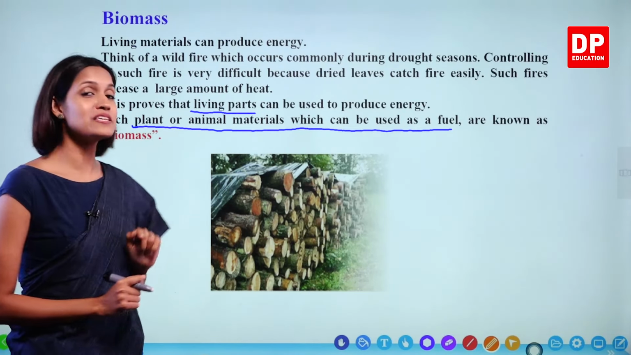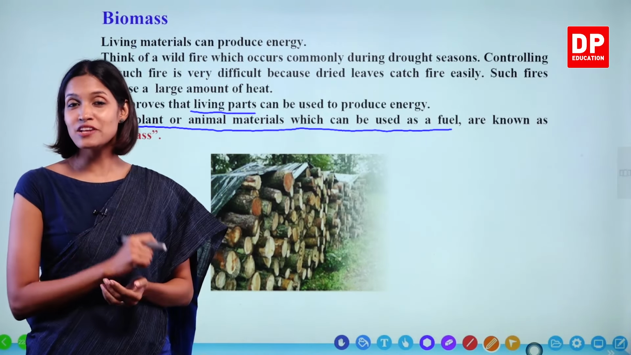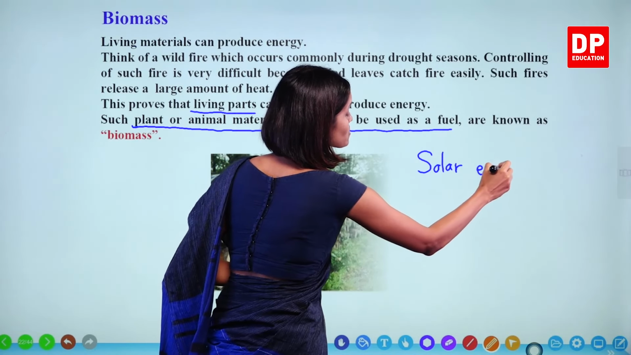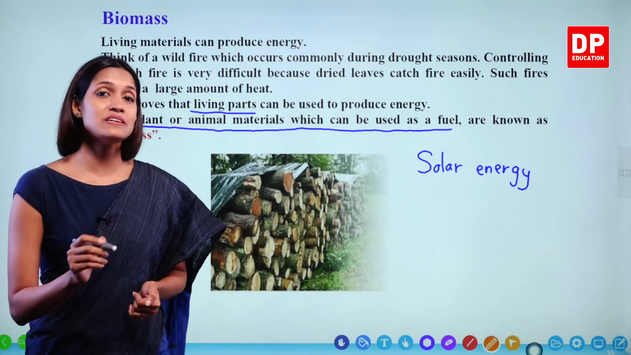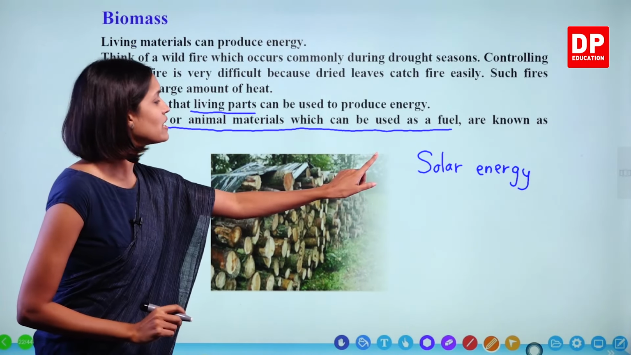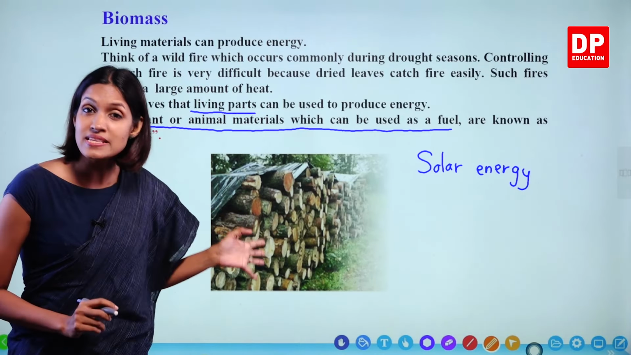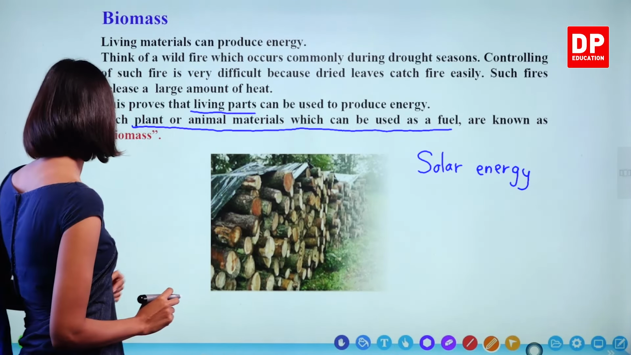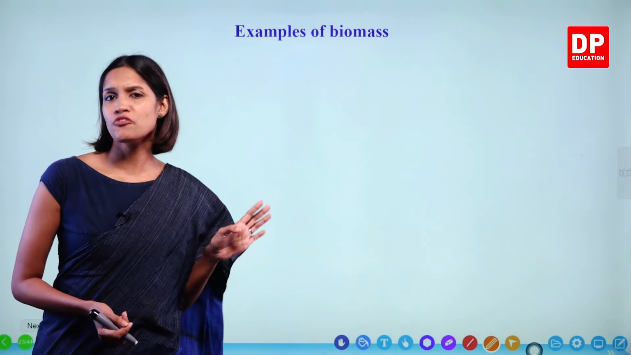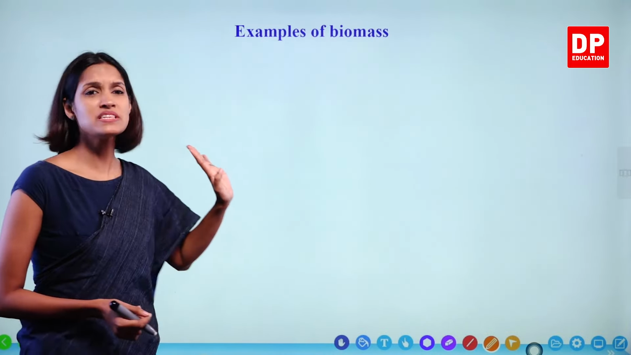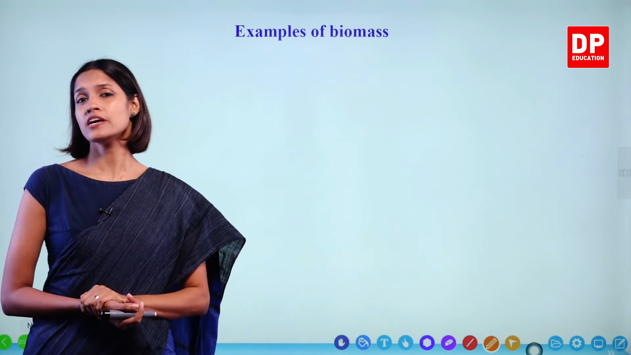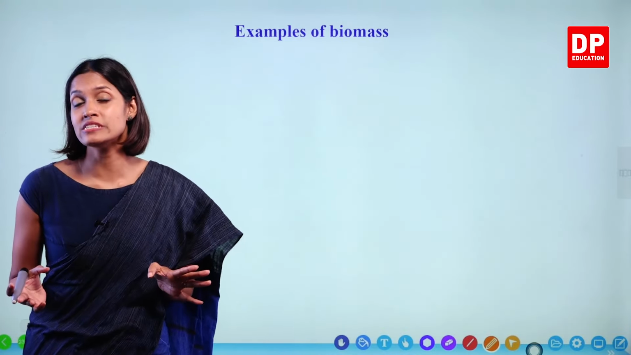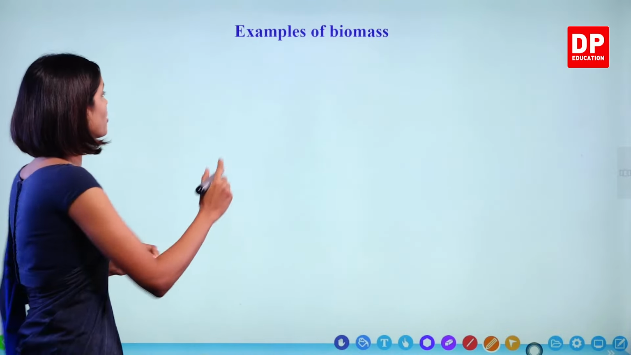So what is the basic type of energy contained in biomass then, children? That is solar energy. I told you, when we learned about solar energy, it is considered the basic type of energy source. So it's very clear that the basic type of energy contained in biomass is also solar energy. Okay, children? So what are the examples of biomass? There are different examples. The main example, the main type of plant or animal material used as biomass or as fuel, is firewood.